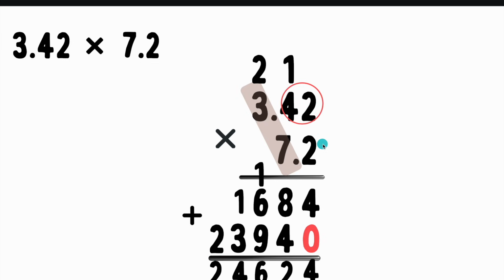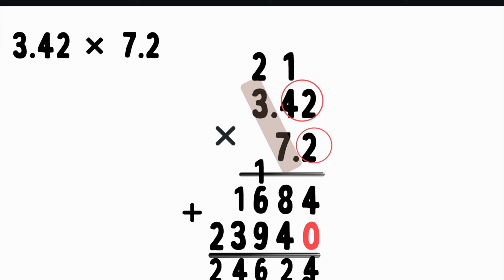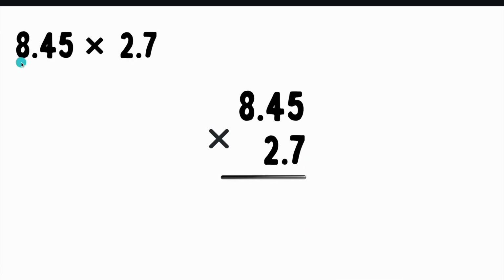Now let's think about the placement of our decimal. There's 2 digits after this decimal, and 1 digit after this decimal. That makes 3. We can put our decimal in 3 places, 1, 2, 3. The product is 24 and 624 thousandths.